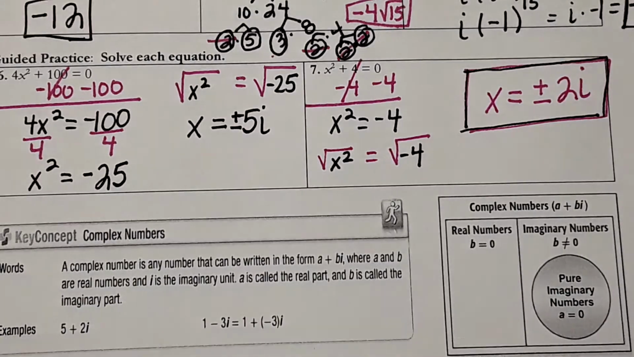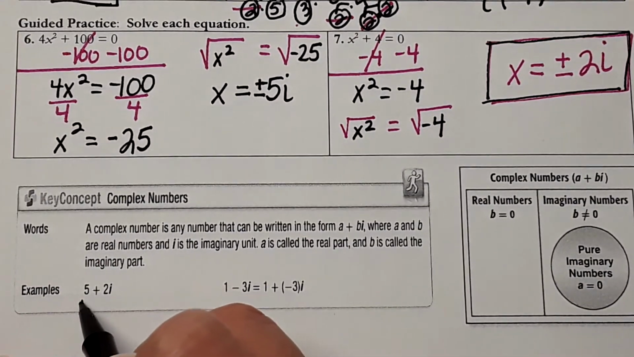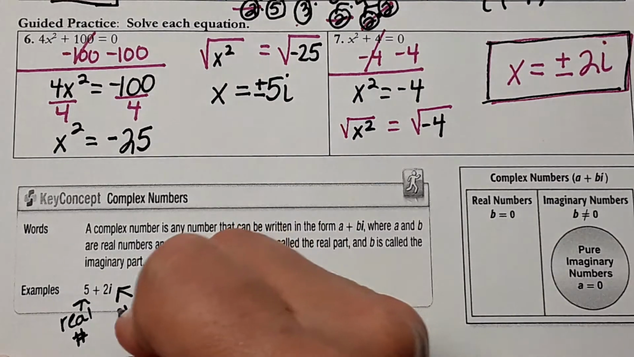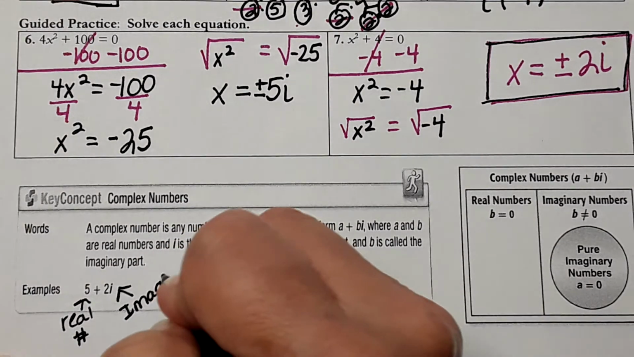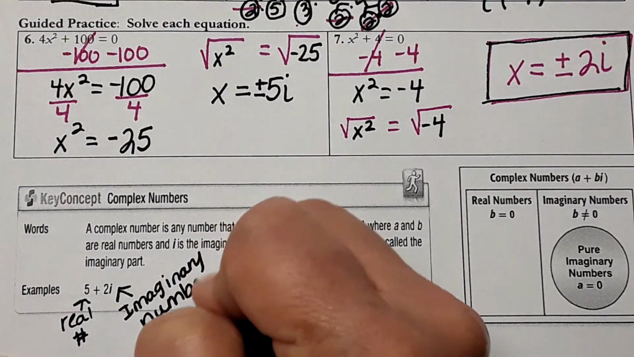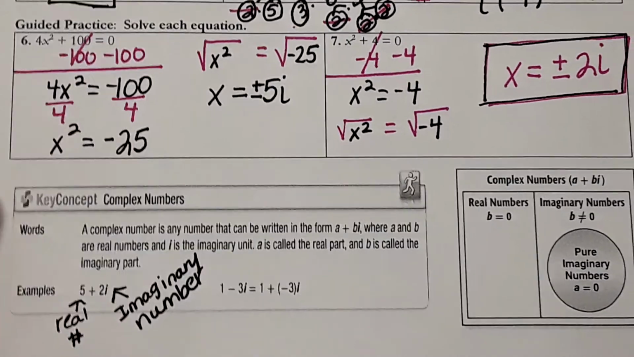Okay, complex numbers. This part is a real number. This is your real number. This is your imaginary number. That is what a complex number is made up of. It's always made up of one real number, one imaginary number. Always.